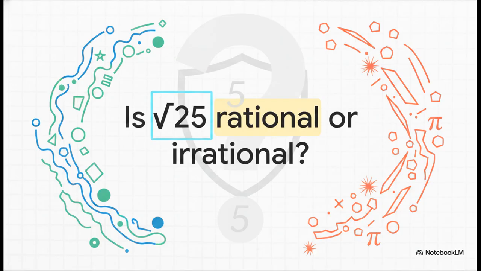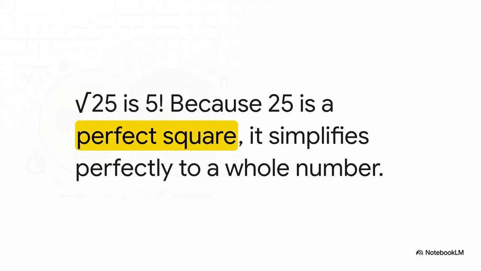Is the square root of 25 rational or irrational? Does that radical symbol mean it's a rebel, or is it secretly a rule follower? Think about it for a quick second. If you said rational, you absolutely nailed it. See, because 25 is a perfect square, the square root of 25 elegantly simplifies down to the whole number 5. And as we figured out earlier, 5 is just 5 over 1, a perfect rule-following rational fraction.